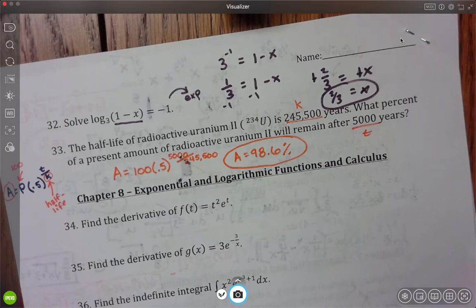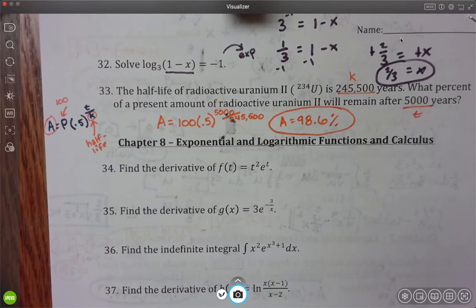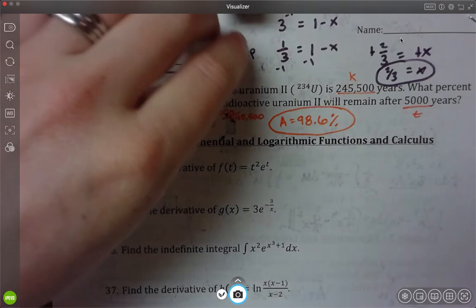I chose 100 because it's easier to do that. Okay, all right, so now we have chapter 8, which we did 3 sections of, so we should be able to do all these problems. There's like 5 of these.